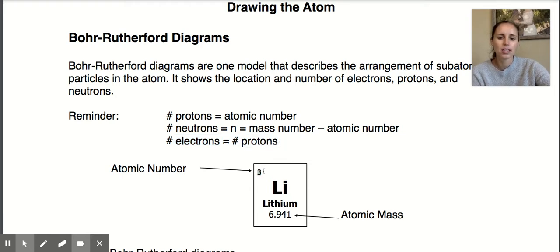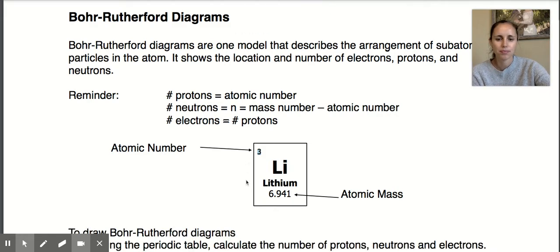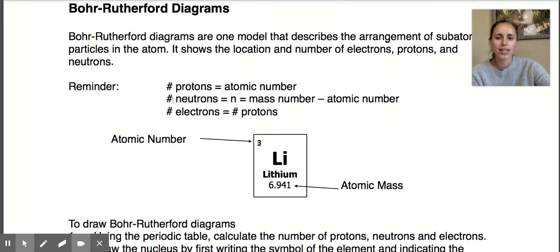So by looking at this atomic number, you can actually state the number of electrons, and you can also state the number of protons. Last thing you want to figure out is the number of neutrons. So the number of neutrons, you have to do a little bit of math. Number of neutrons is going to be the mass number minus the atomic number.